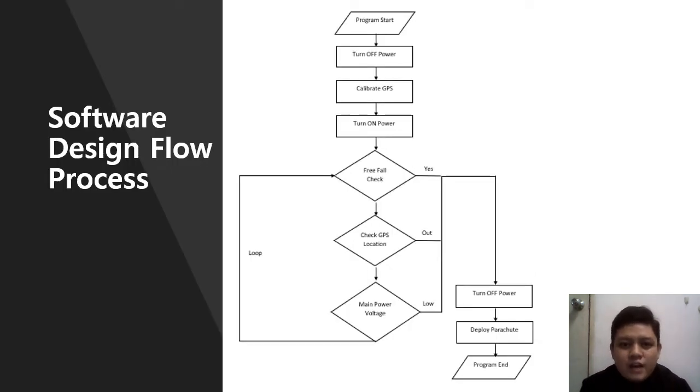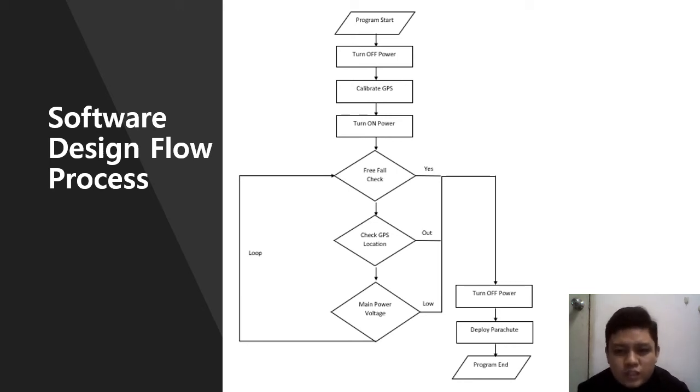So next, I will explain about my flow chart of software design. First of all, we will start the program, and then we will turn off power. Then we calibrate the GPS. Then we will turn the power back on, and there are three tests we will do. First, we will do the free fall check, then check the GPS location, and last, the main power voltage.